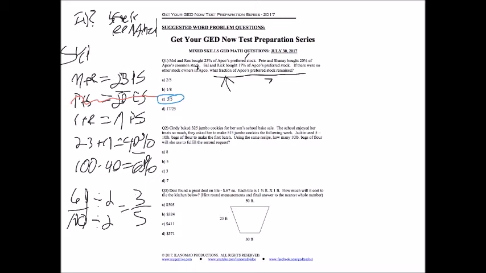So number 2, it says Cindy baked 325 jumbo cookies for her son's school bake sale. The school enjoyed her treat so much, they asked her to make 515 jumbo cookies the following week. Cindy used 5 10-pound bags of flour to make the first batch. Using the same recipe, how many 10-pound bags of flour will she use to fulfill the second request?